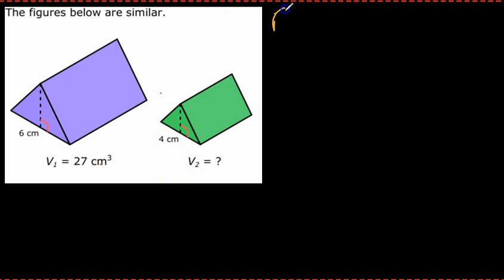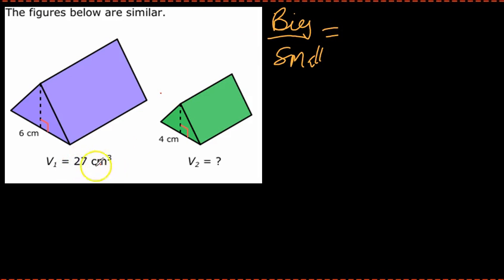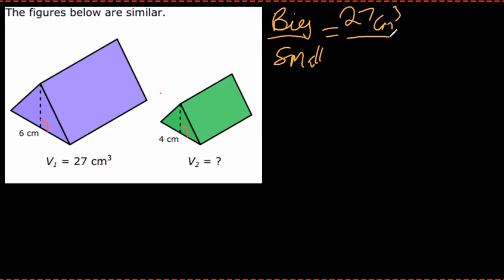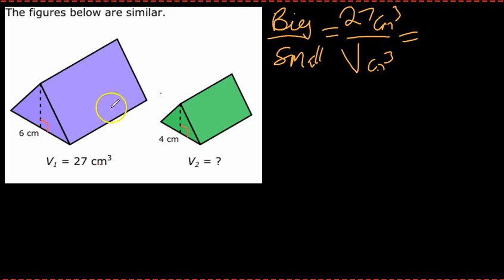So let's do big over small, which means the purple. The big one, we can do the ratio of their volume. The ratio of the volume here is 27 cubic centimeters over the volume of the small one, which we don't know, so we just keep it. That's what we are looking for. It has to equal the ratio of the corresponding sides. It has to be big over small also.